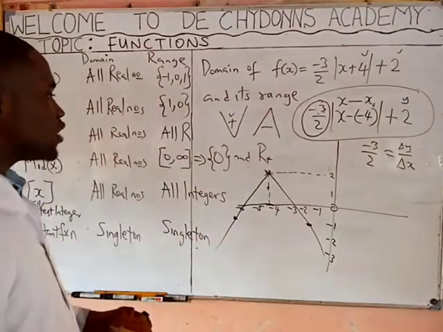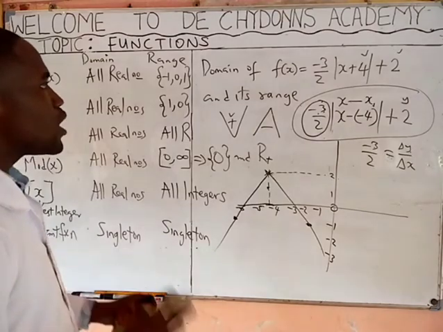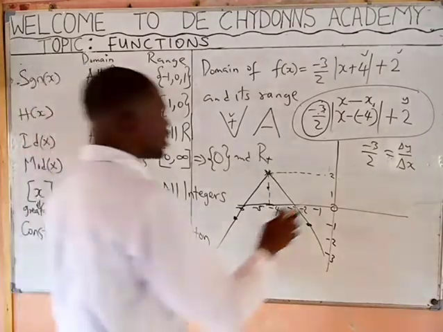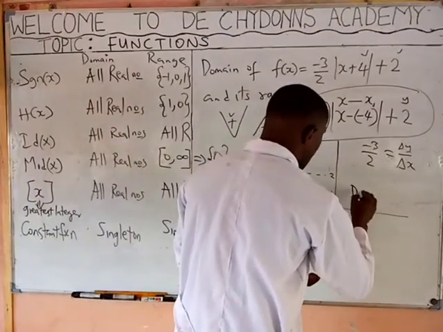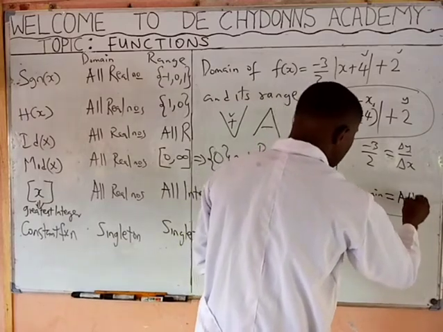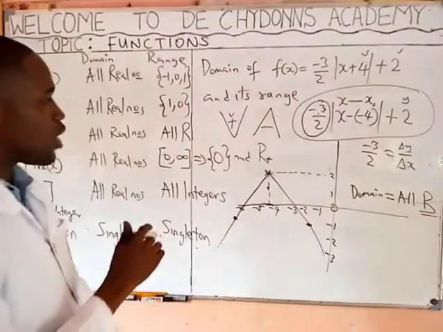After sketching this function, if they say find the domain, it simply means all real numbers. Don't waste your time in getting your domain. Say domain equals all real numbers, because the domain of the modulus of a function is all real numbers.